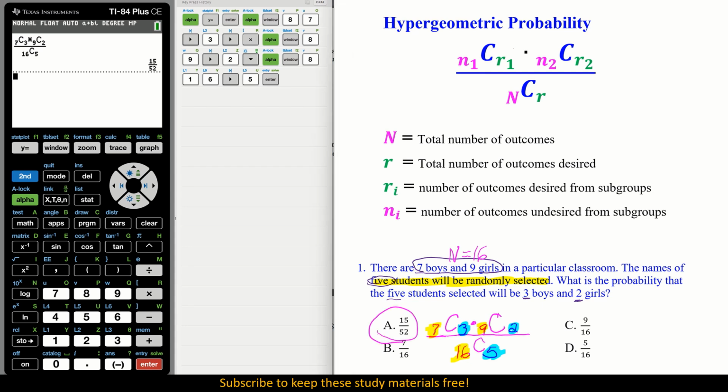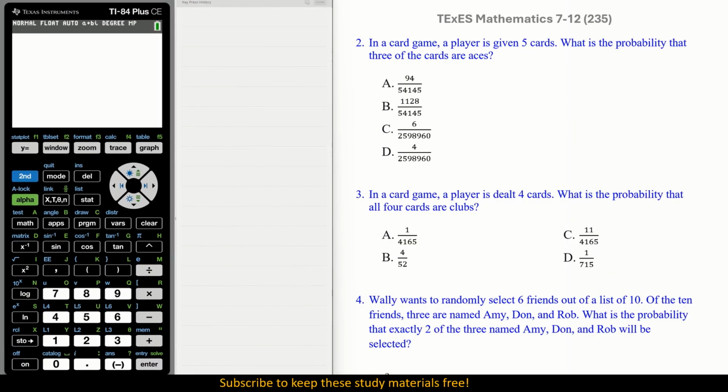All right, great. So now that we kind of see how to do this, let's move on and try another one. Number 2, in a card game, a player is given 5 cards. What is the probability that 3 of the cards are aces? Okay, let's set this up. All right, we know that the average deck of cards has 52.